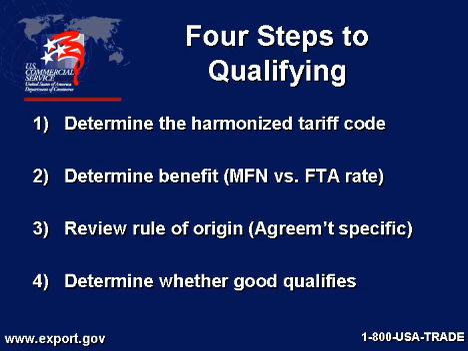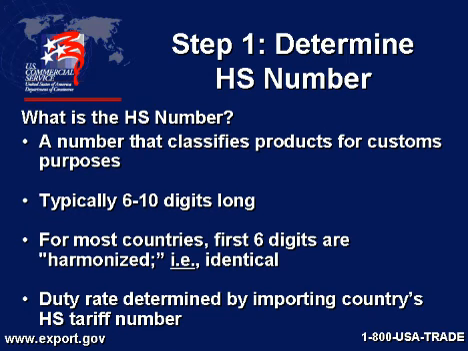We recommend 4 steps to follow when determining if your product does qualify. First would be to determine the harmonized tariff code. Next, you'd want to look at the actual duty benefit by comparing the most favored nation-based duty rate with the FTA preferential duty rate. Then you'll have to look up the rule of origin itself and then do the work to determine if your product meets the requirements prescribed in the rule of origin.